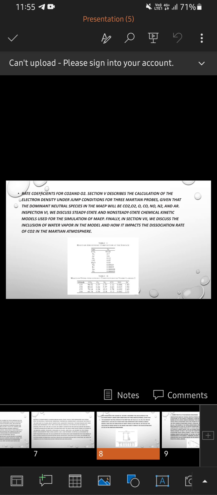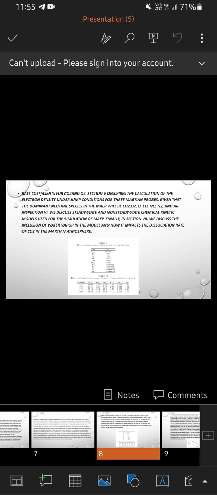Section 5 describes the calculation of the electron density under jump conditions for three Martian probes, given that the dominant neutral species in the MAEP will be CO2, O2, O, CO, NO, N2, and Ar.